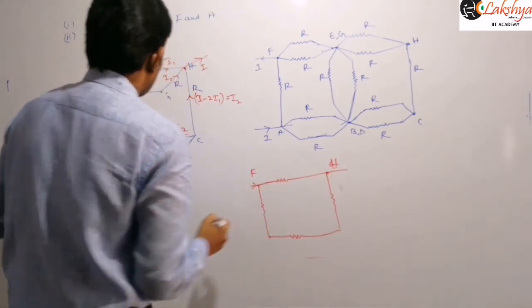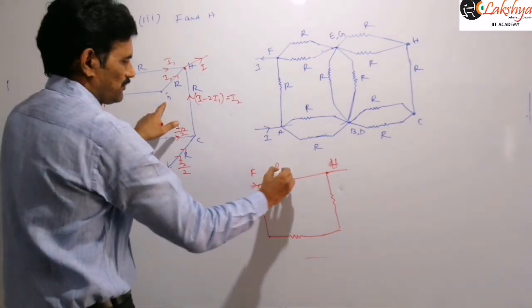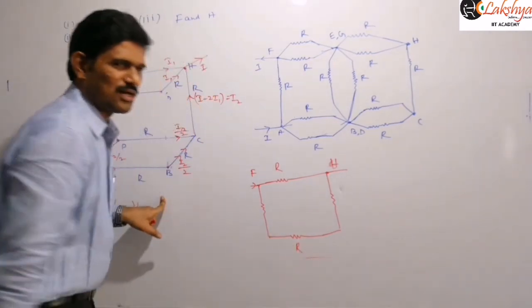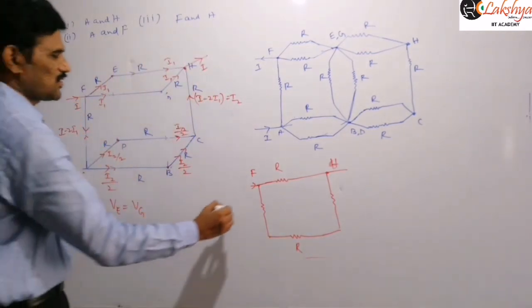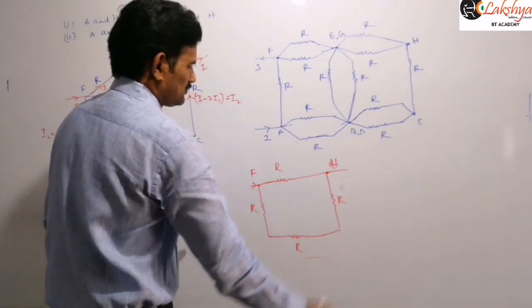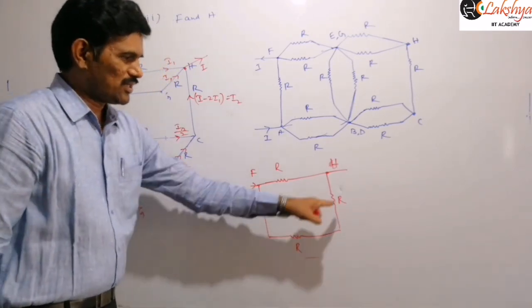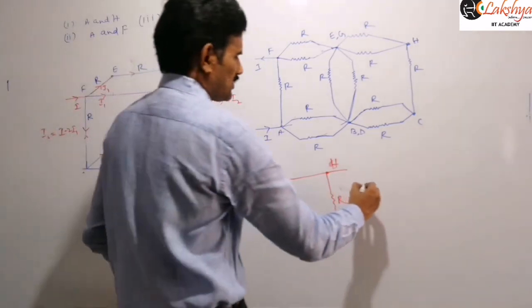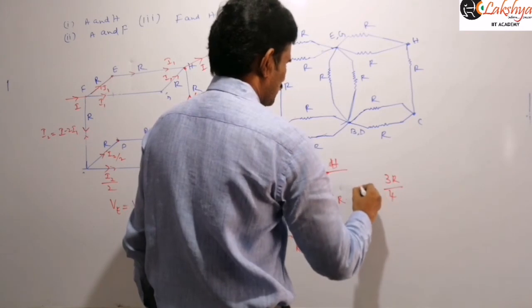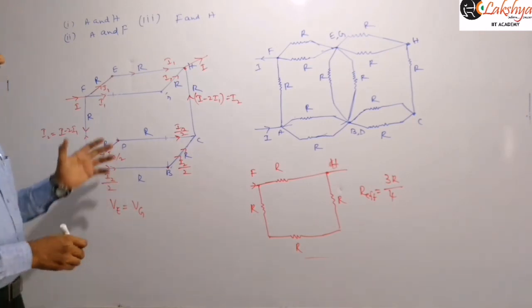Here this 2R and 2R are both in parallel, so you will get R. Similarly here, 2R and 2R are both in parallel, so you will get resistance R. Now a single resistor R is here, and similarly a single resistor R is here. Now we can simplify this. These three are in series and that will be in parallel with this. So you can write the effective resistance as 3R by 4. That is across this face diagonal.